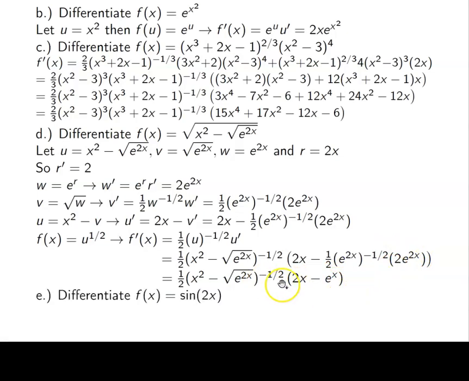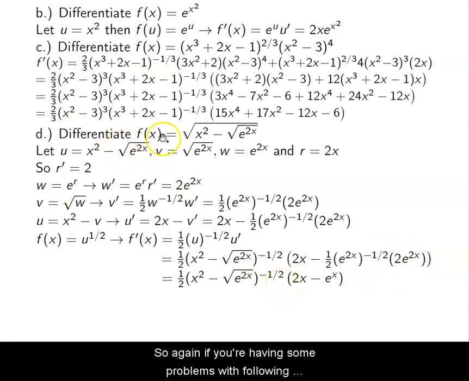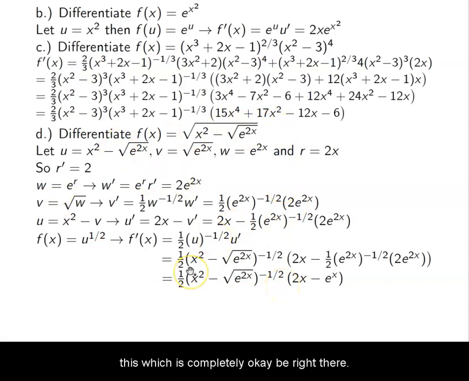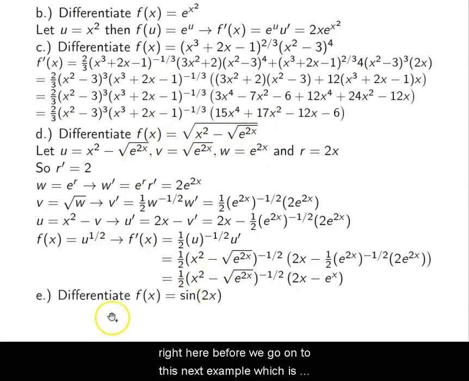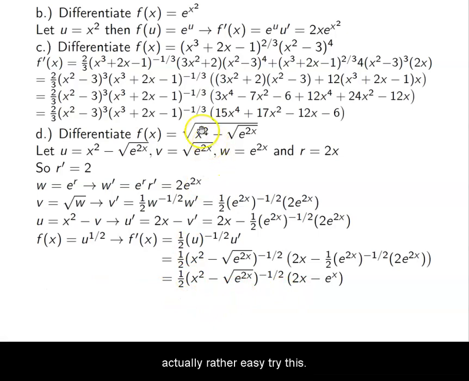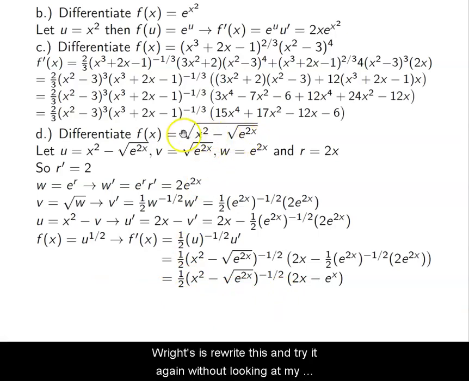So again, if you're having some problems with following this, which is completely okay, right? That's what the chain rule is all about, being able to differentiate nested functions. I suggest you just pause it right here before we go on to this next example, which is actually rather easy. And try this over again, right? Just rewrite this and try it again without looking at my answers.